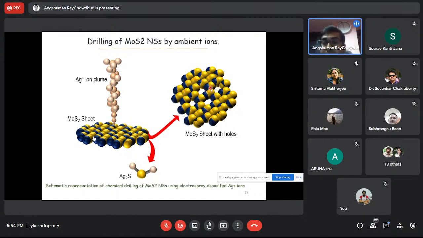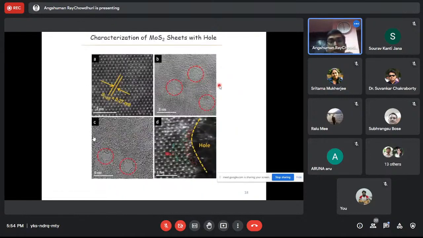Here some defects are observed. So what I wanted to tell you is that silver ions are sprayed on a MoS2 substrate, the silver ion reacts with sulfur, Ag2S nanoparticles are formed, and those Ag2S nanoparticles dissolve into the water, producing a holey MoS2 kind of structure. In other words, we can say that this electrospray can be used as an etching method for many semiconductor industries. This is the characterization of the MoS2 sheets after spray. You can see here that the holes are obtained.